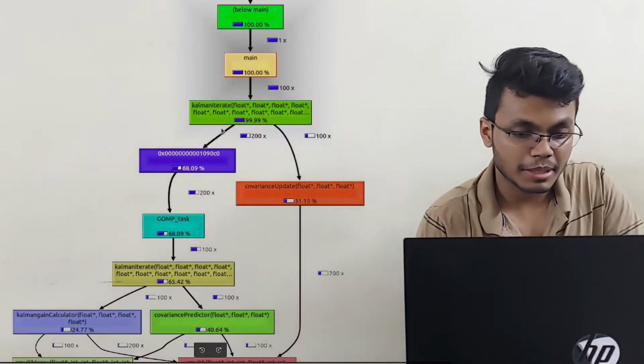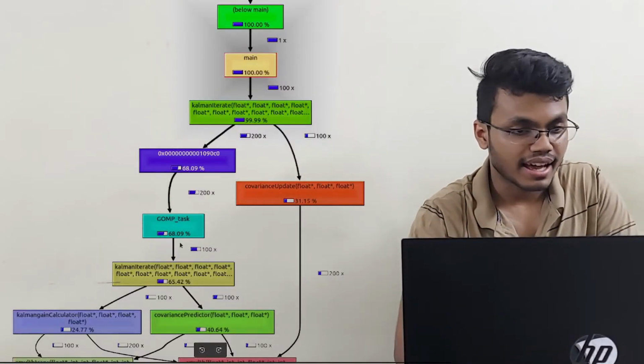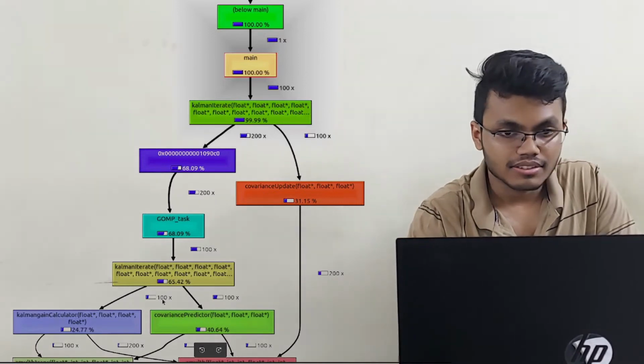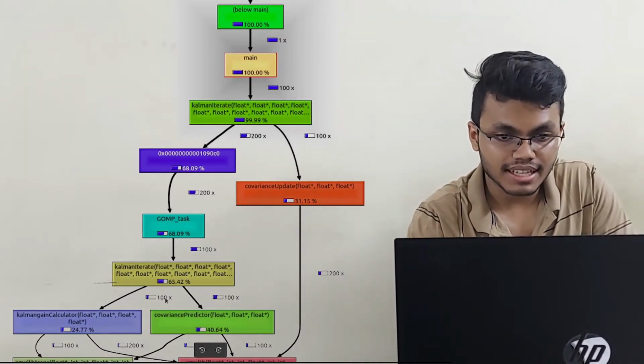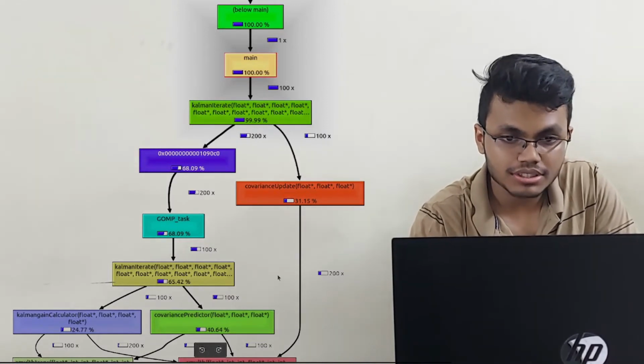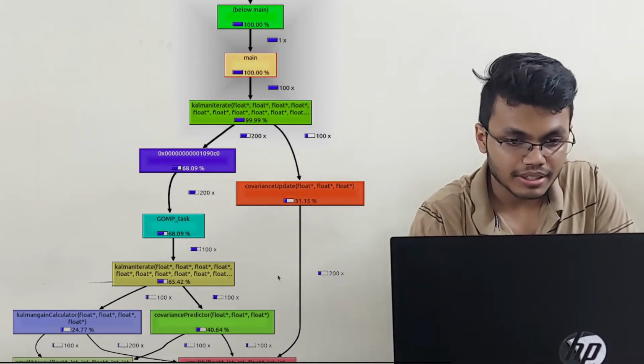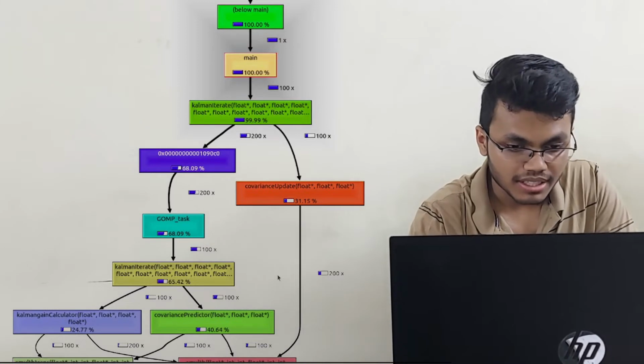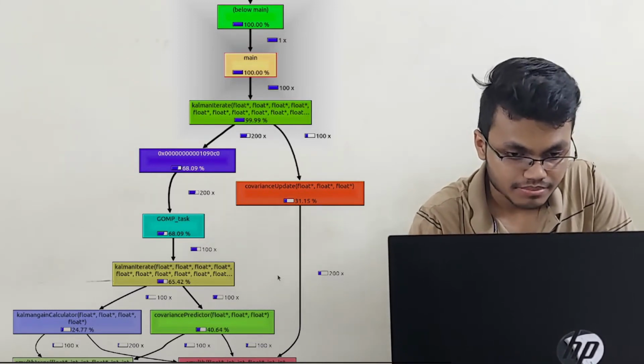This result is obtained by profiling through Valgrind, and as we can see from the graph, the task is getting generated here and the original code continues executing the Kalman iterate for loop while the other core executes the task.